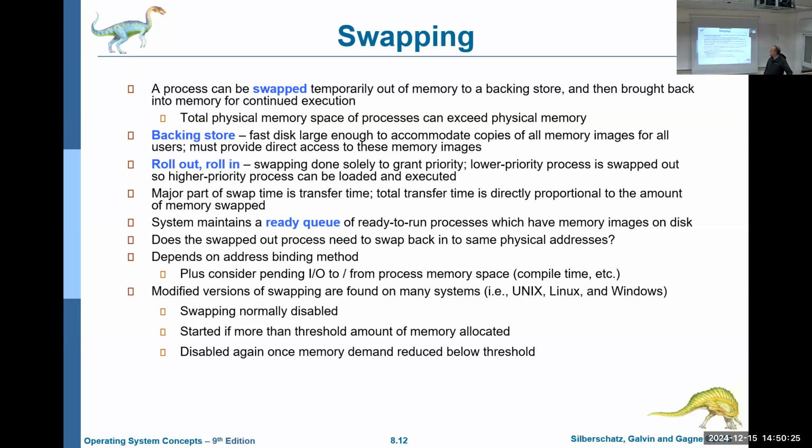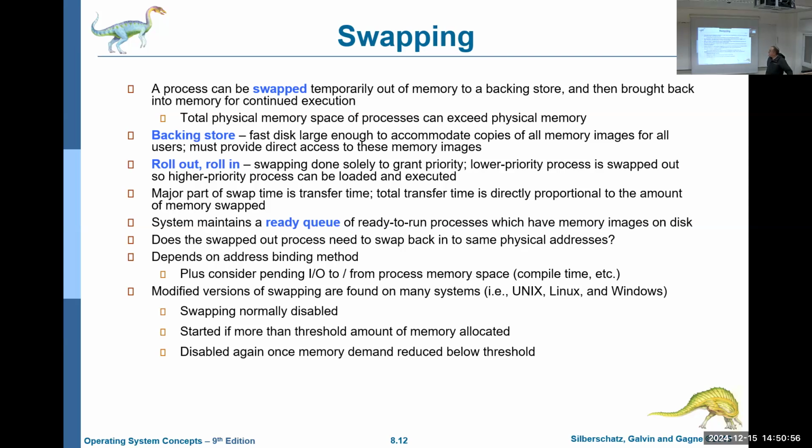The backing store, which is the hard drive, has to be big enough to accommodate copies of all memory images for all users. It must provide direct access to the memory image. Right, you have to be able to directly get there. I don't know what indirectly would be, but fine. Roll out, roll in. Swapping done solely to grant priority. Lower priority processes are swapped out, so higher priority ones can be loaded and executed.